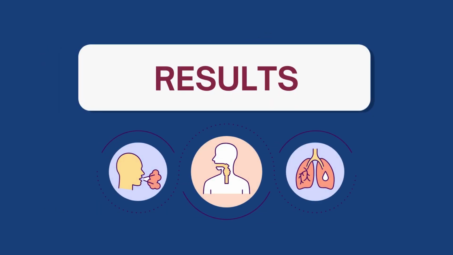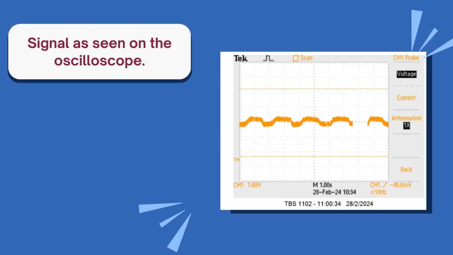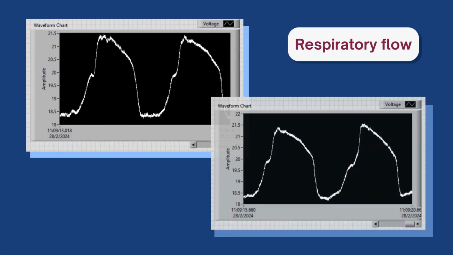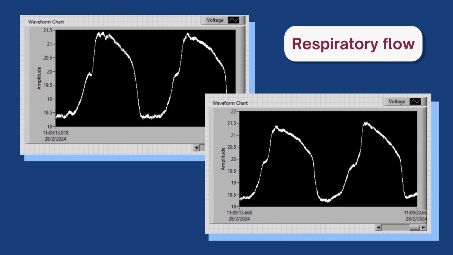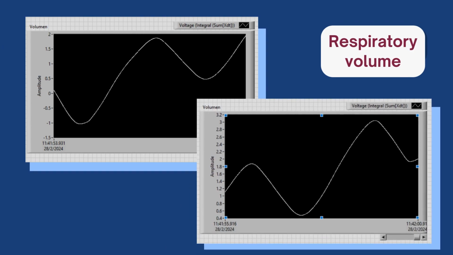The results obtained after data collection and analysis are shown below. First, the signal that was obtained from the circuit using an oscilloscope is shown. The following two graphs show two different samples obtained from respiratory flow. Following that slide, two different graphs showing the respiratory volume obtained by the circuit are found.